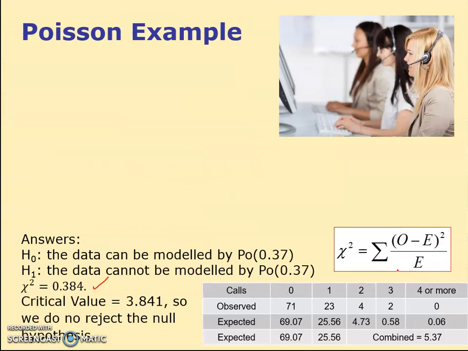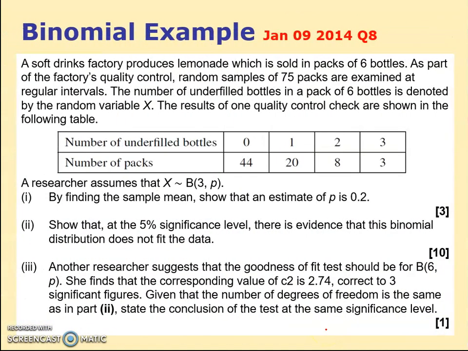Let's see the answers. So 3.84, 0.384 and 3.841 for the critical value, do not reject the null hypothesis. So we've done it right, and that's the correct working out there. So I'm pleased with that.